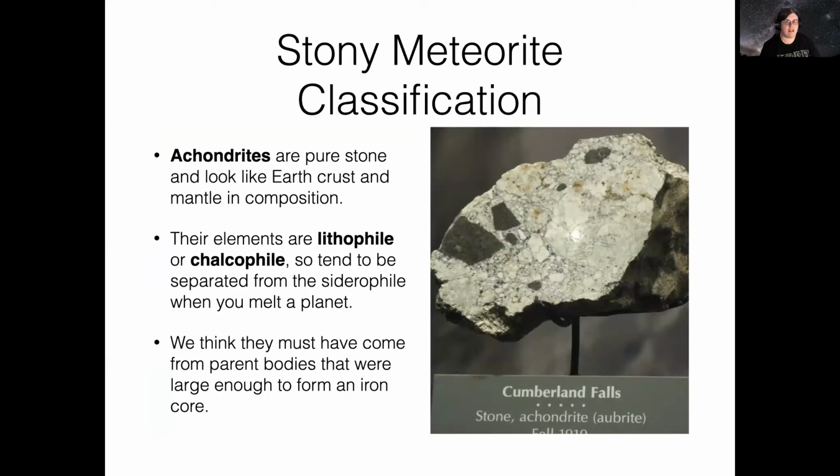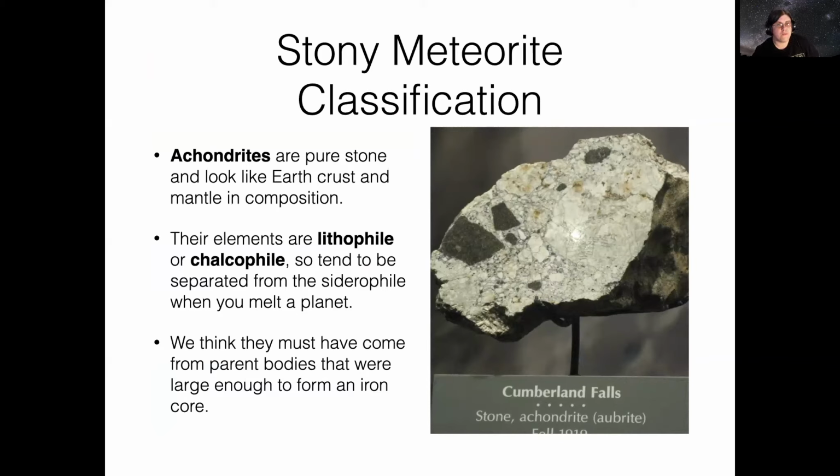And stony meteorites, these are the most common based on falls. We tend to find selectively more irons and stony irons in finds just because they're very distinctive. You don't often see chunks of metallic iron nickel alloy on the surface of the Earth.